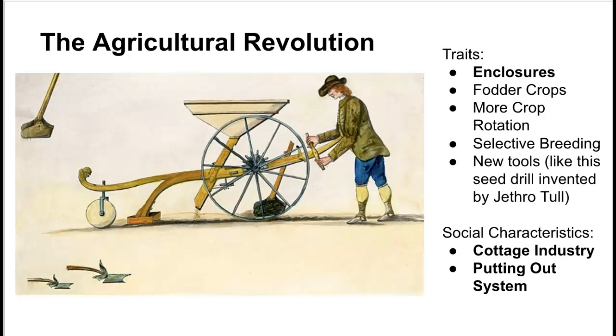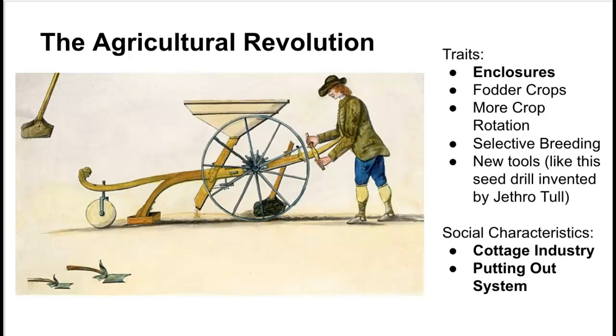So the other things that they experimented with in the agricultural revolution were using more fodder crops, planting things like clover that would replace the nitrogen into the soil, more crop rotation and kind of mindful crop rotation, selective breeding of animals, right? So deciding which traits of animals that they wanted to cultivate, and then using new tools like the one that you see here. This is a seed drill in this illustration.